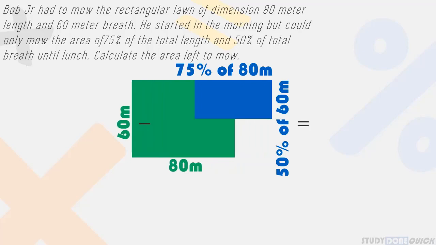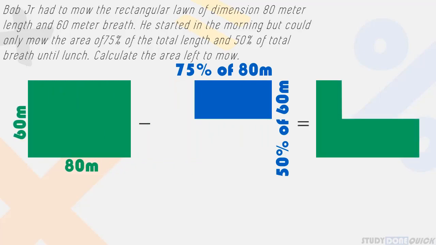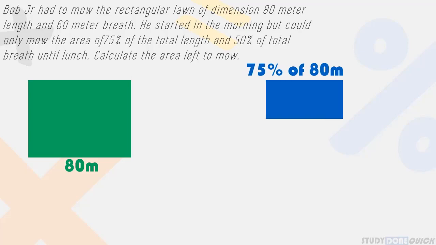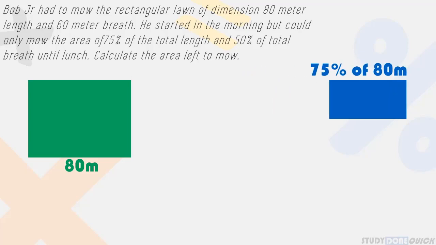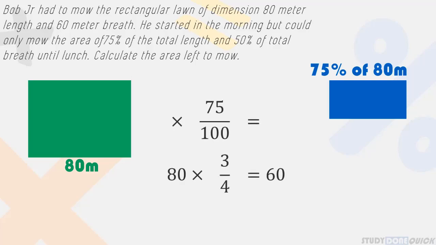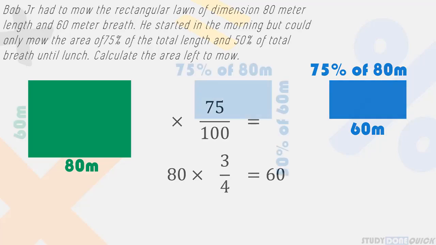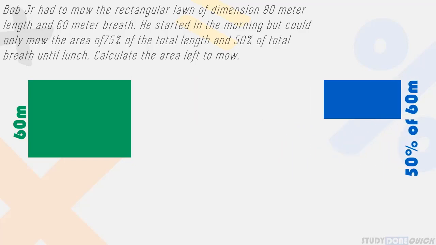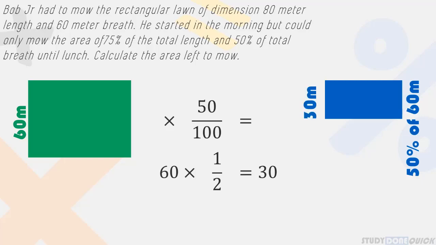And all we need to find is the area still left to mow after lunch. So to do that, we will need to do two separate percent operations. First, we'll find the length, which is 75% of total length using the formula we already know, and it would come out to be 60 meters. Same thing for the breadth, but this time the percent decrease is 50%. So it would become 30 meters.